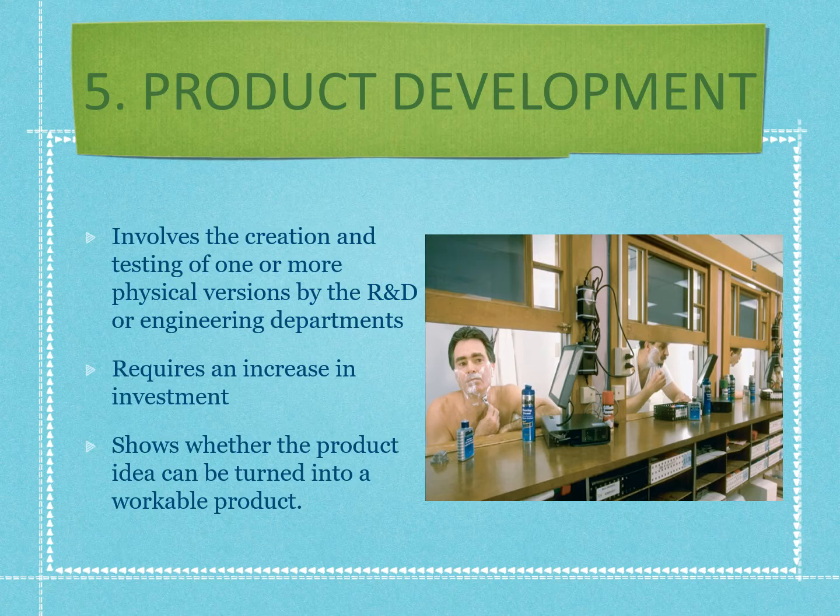So here is when you actually start to produce the product. Remember, it's only at the fifth stage that you produce the product. So it involves the creation and testing of one or more physical versions, which the R&D or engineering department will do. It will require an increase in investment and also show whether the product idea can actually be turned into a workable product or not.